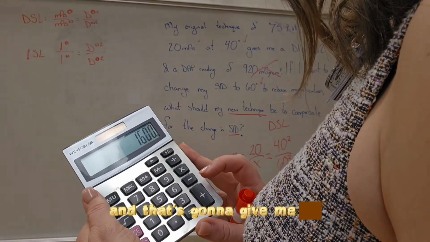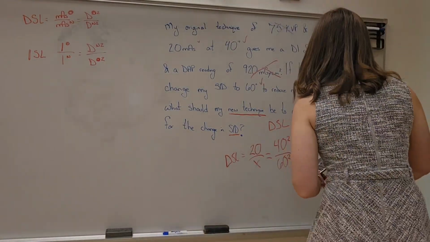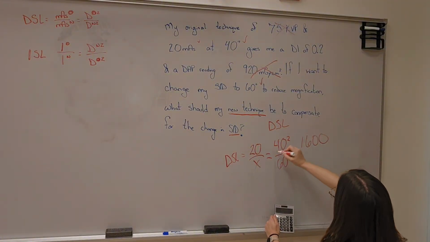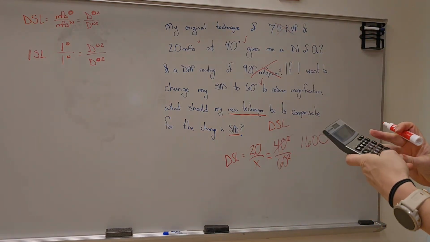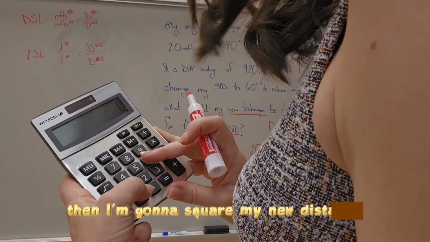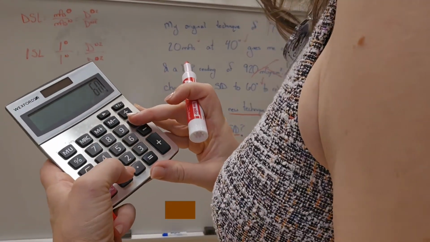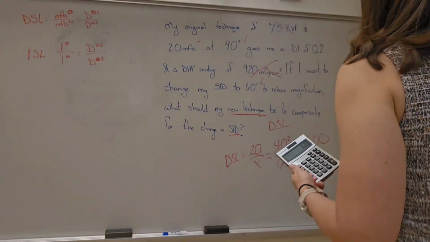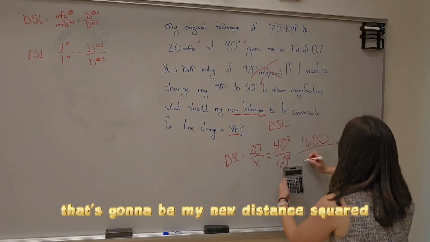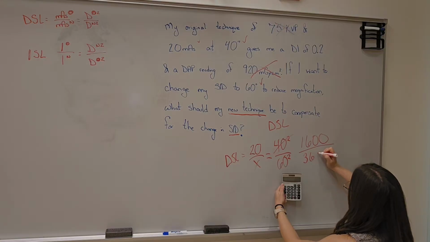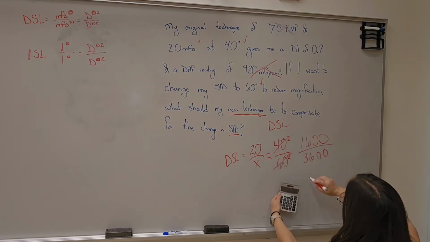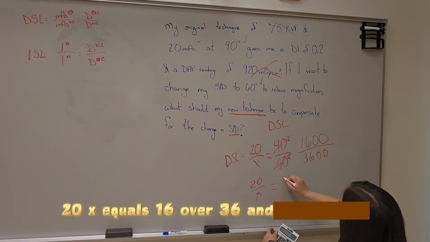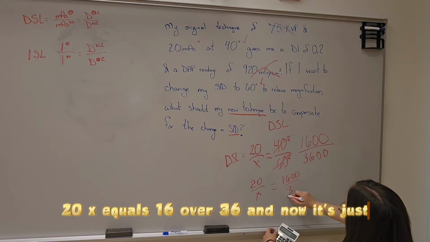and that's going to give me 1,600. So now I can scratch that out. Then I'm going to square my new distance, 60 times 60, 3,600. That's going to be my new distance squared. So now I have a new formula in front of me. 20 over x equals 1,600 over 3,600.